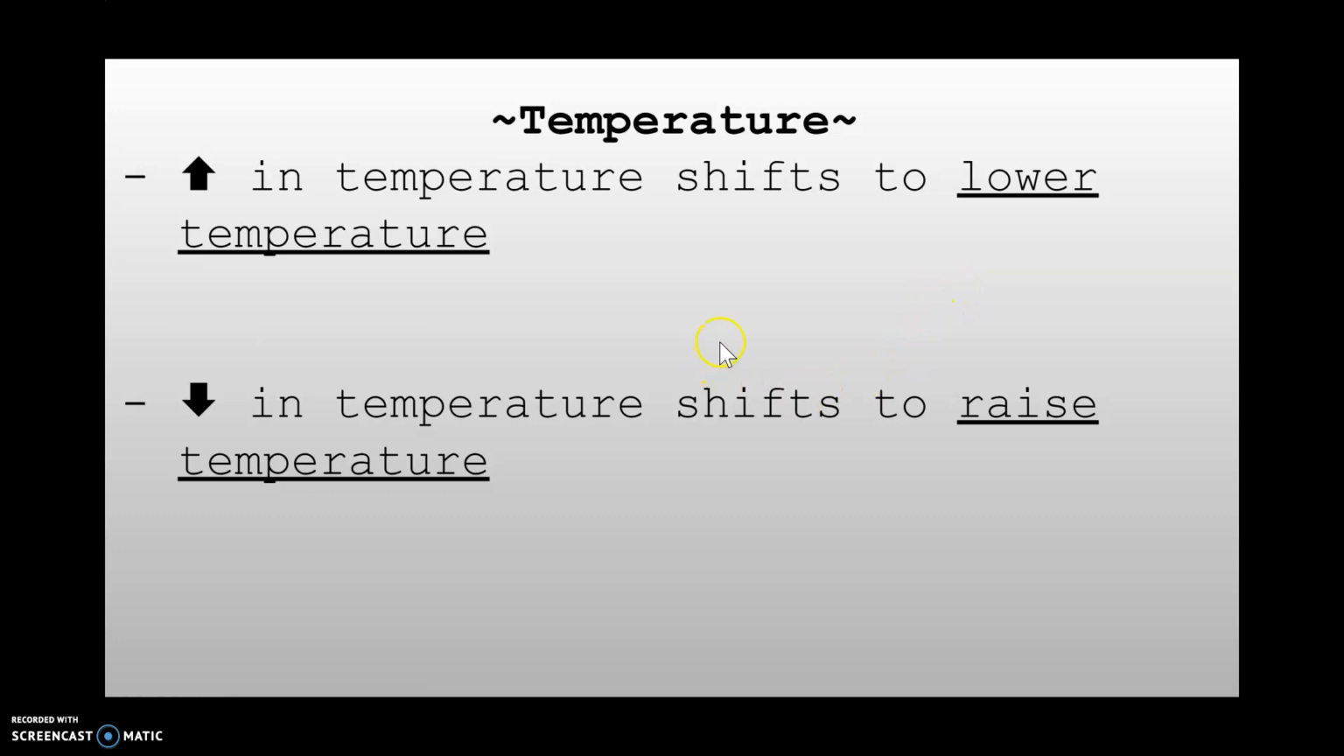This is kind of like if you're hot and you're sitting in your car, you're going to turn on your air conditioner, right? On the opposite of that, if we decrease the temperature in a reaction, it's going to shift to raise the temperature. So again, if we're cold and we're in our car, we're going to turn on our heat to help raise our temperature.